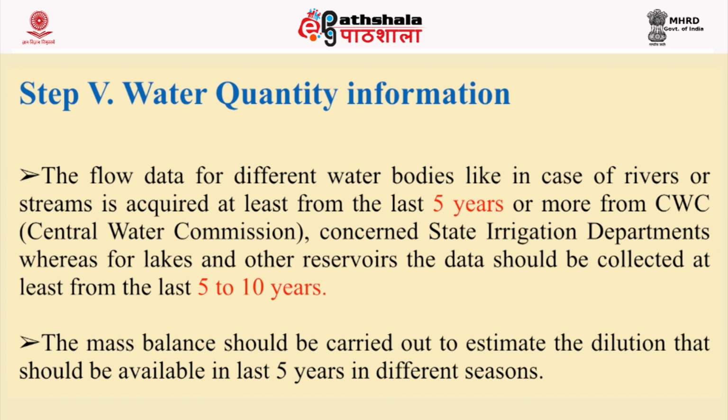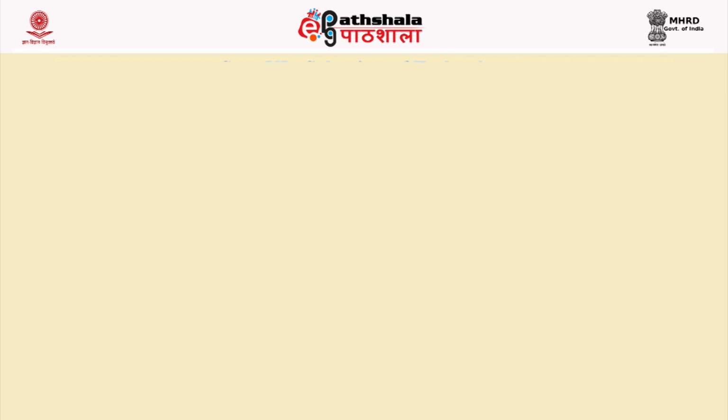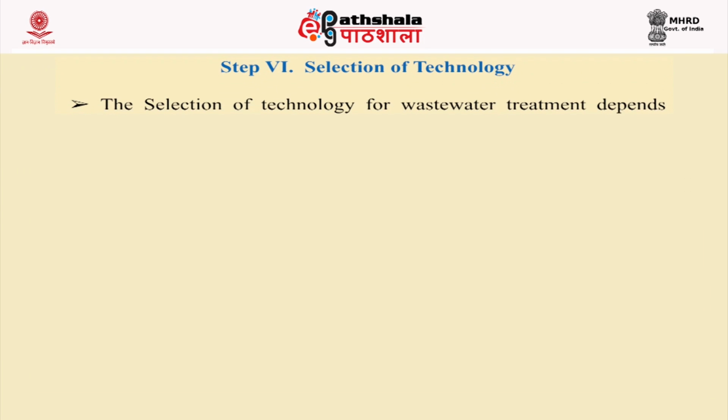The mass balance should be carried out to estimate the dilution that should be available in the last 5 years in different seasons. Step 6 is selection of technology. The selection of technology for wastewater treatment depends upon its characteristics and on the treatment objectives.